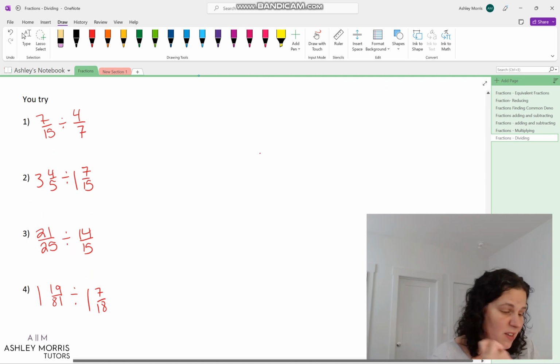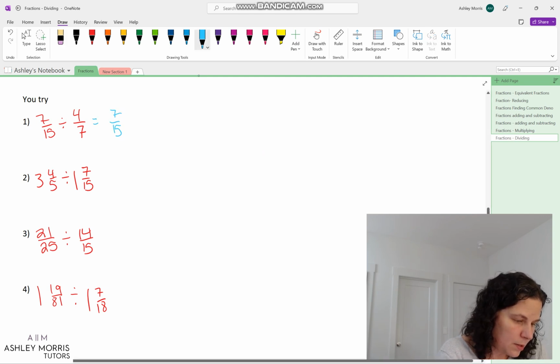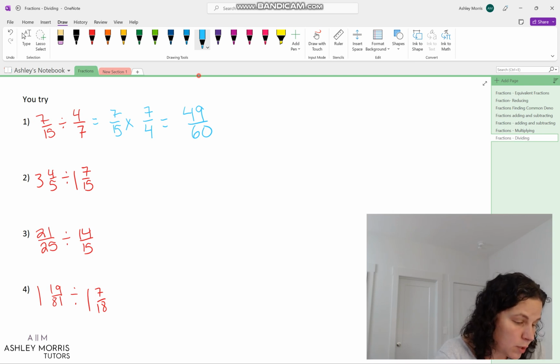So I'm going to go through these now that you've tried them. Okay. So keep, change, flip becomes 49 over 60, and there's nothing we can do with that one. Number 2, we need to make these improper first. So that's going to be 15 plus 4, which is 19.